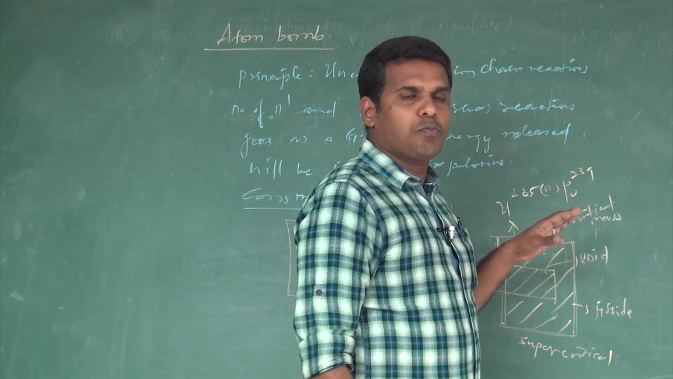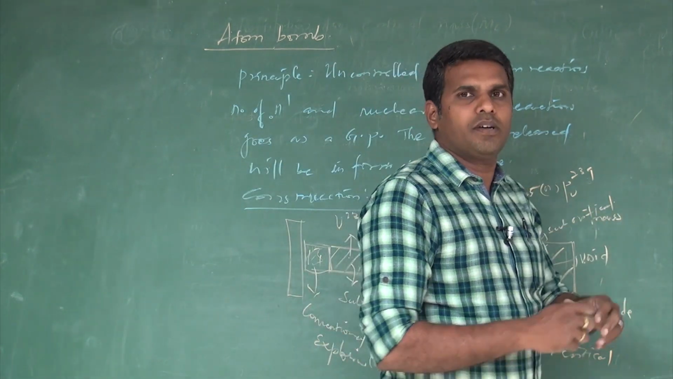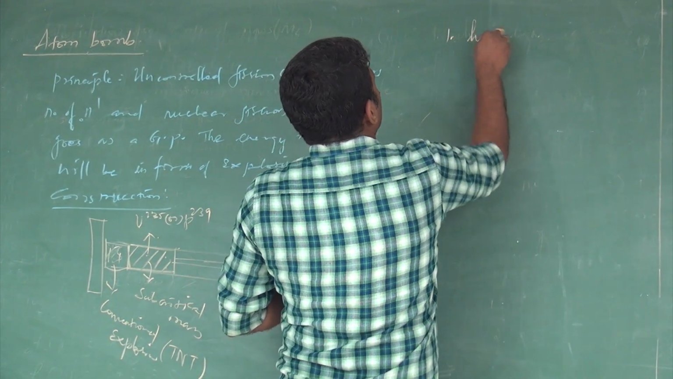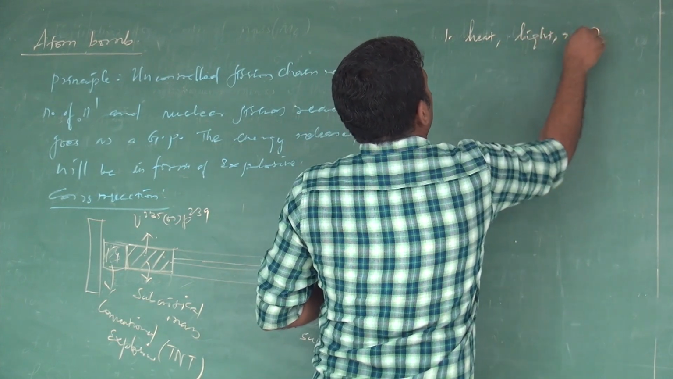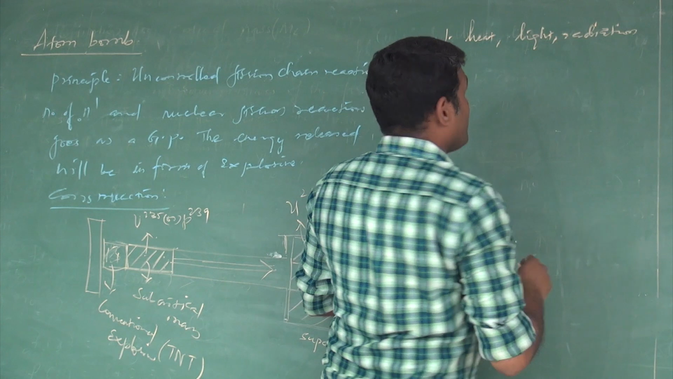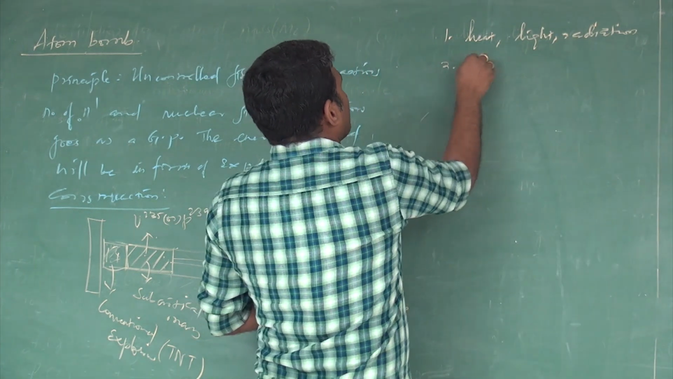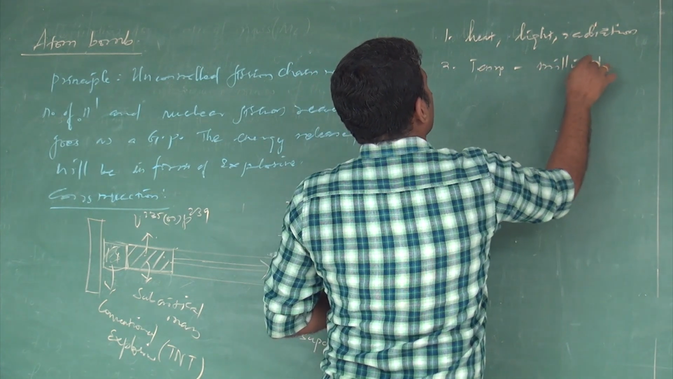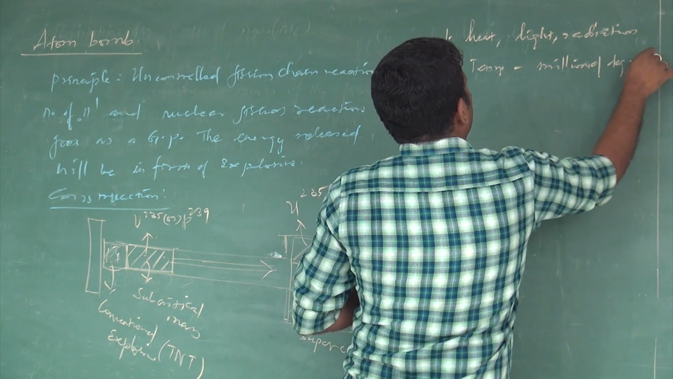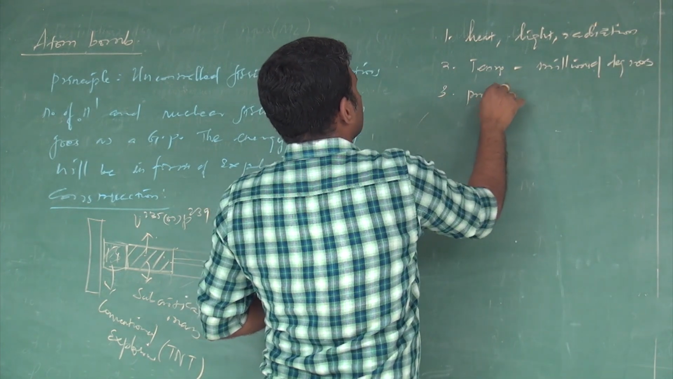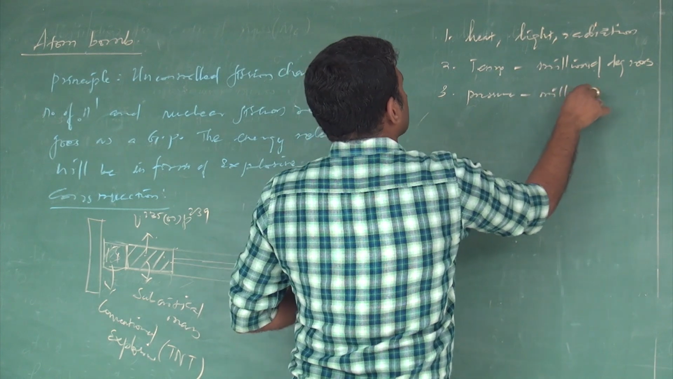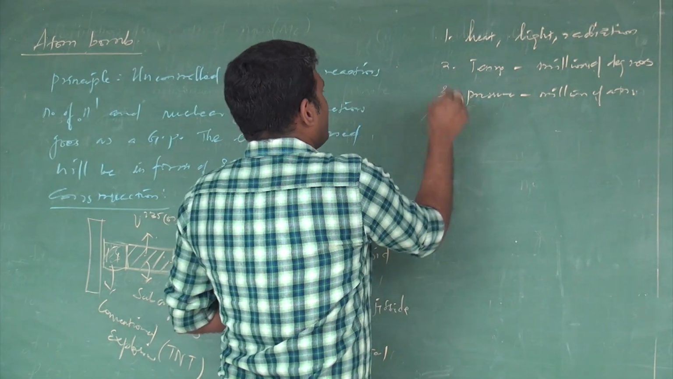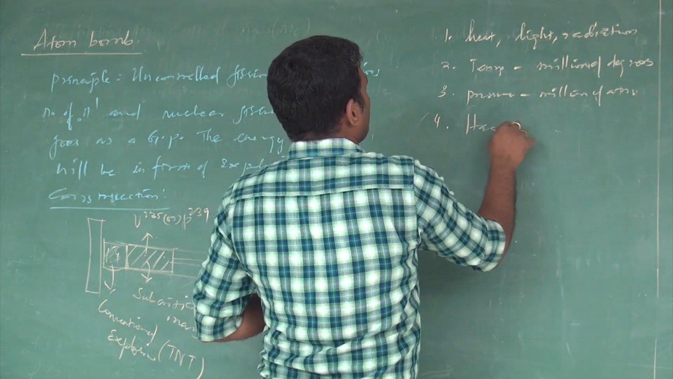If the bomb is exploded, what are the changes that you observe in the surroundings? If the bomb explodes, what will happen? An enormous amount of heat, light and radiation will be given out, which we cannot withstand. Second, temperature will be raised to millions of degrees, and pressure will be raised to millions of atmospheres. And then hazardous radiations will be given out.